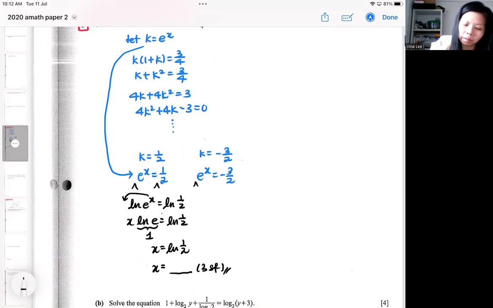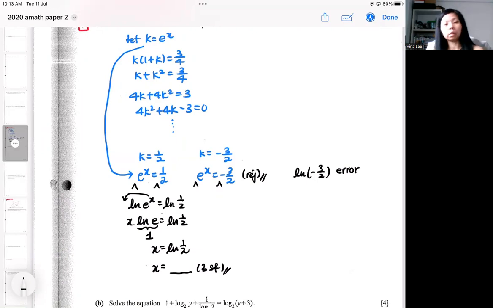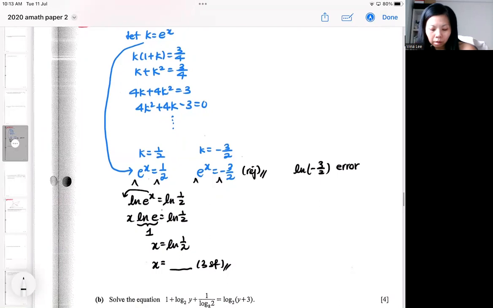So try doing the same thing here as well. But here you will get a math error. That's why this part is actually rejected. So if you do a ln on both sides, you will get this, there's a math error. So that's why that part of the question is rejected.